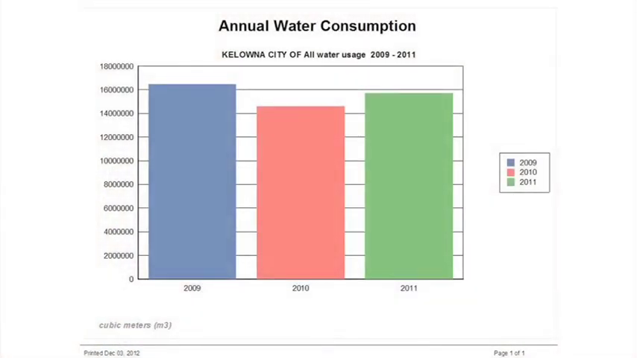Here's an example of some graphs that can be produced by the reporting center. This is an example of the city of Kelowna over 2009 to 2011. And we can see the water use fluctuating. Greatest in 2009, a little bit lower in 2010.